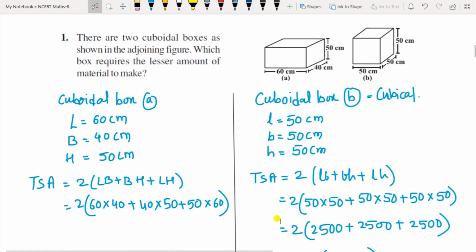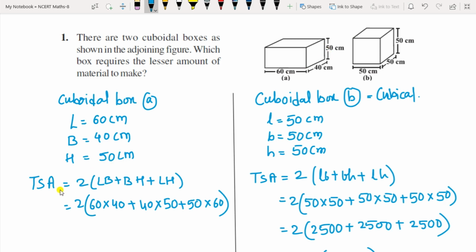So let us start with the exercise. First question. There are 2 cuboidal boxes as shown in the figure. Which box requires the lesser amount of material to make? This one is the cuboidal box A, whose length is 60, breadth is 40 and height is 50.